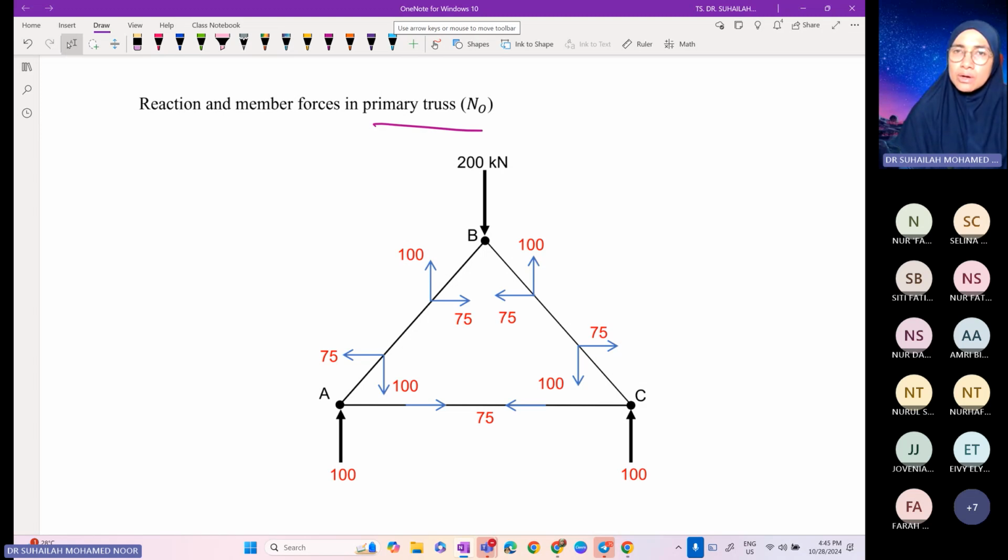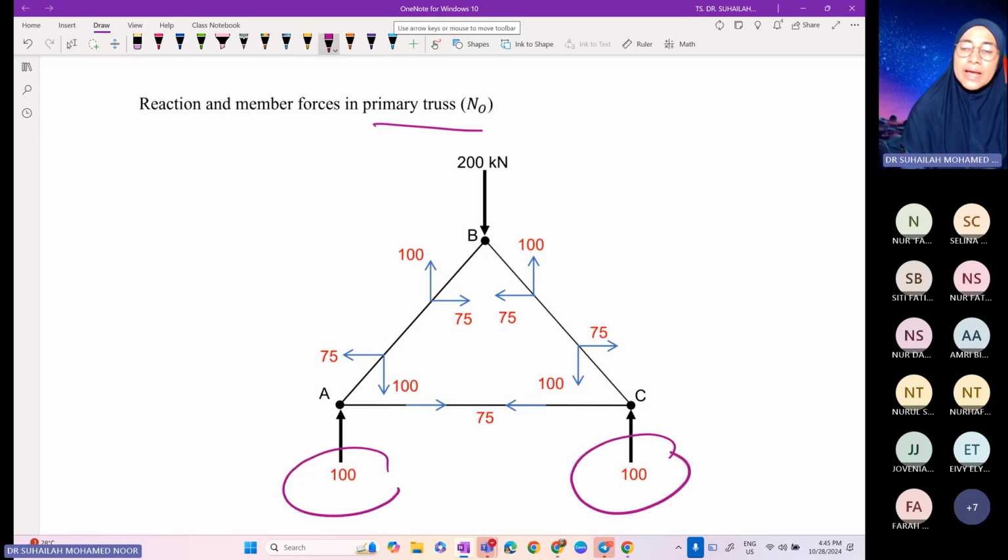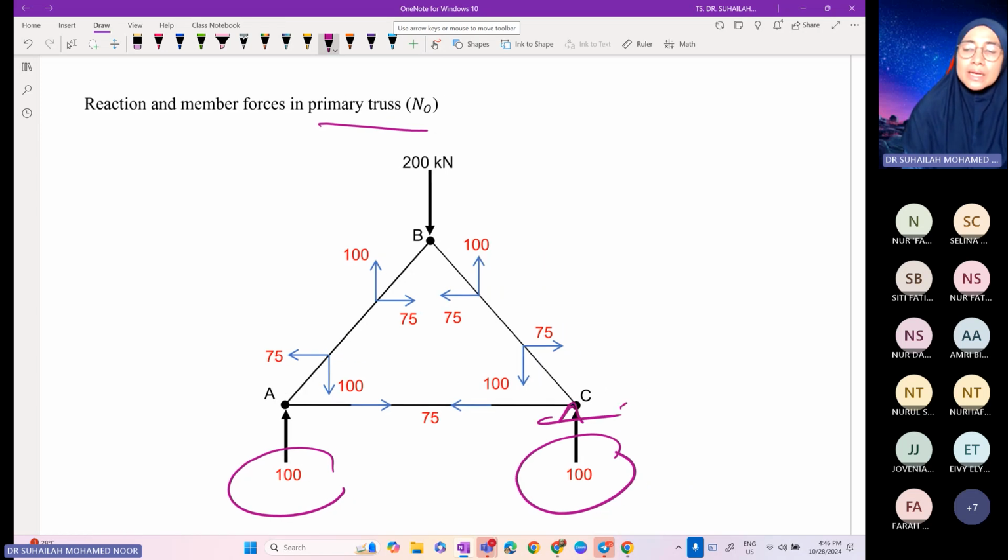So, in order to calculate N node, which is the member forces in primary thrust, we must first calculate the reactions. So we apply the equilibrium equation and calculate the reaction at the support as usual. Here it is a pin, and here a pin. But because there is no horizontal force applied into this system, just a 200 kilonewton vertical load and no horizontal load, AX has no value. Even though it is a pin, the value is 0.